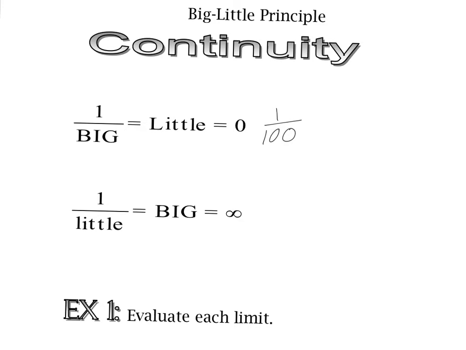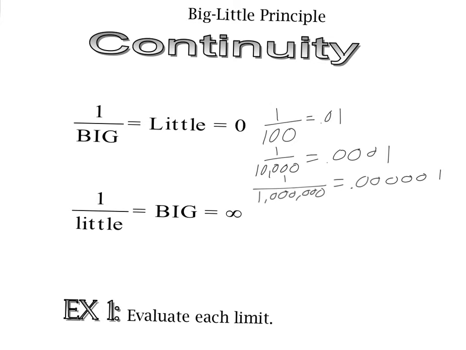1 over 100, that's 0.01, right? And what if you did 1 over 10,000? Well, now that's 0.0001, and so on and so on. We could even do 1 over a million, and that would be 0.000001. I think I did that right.